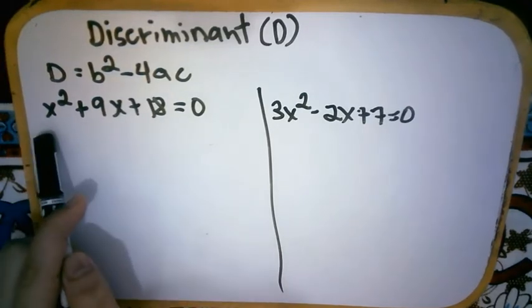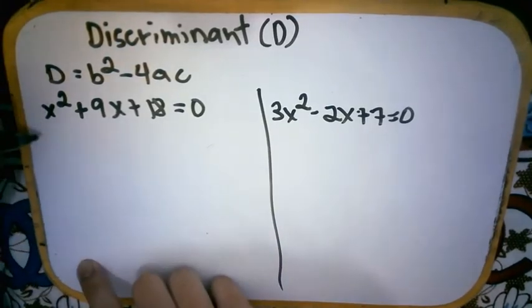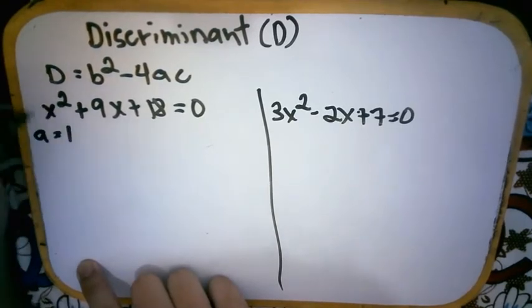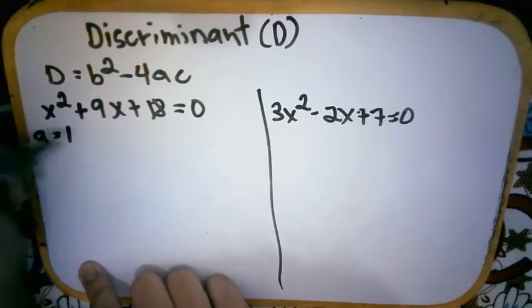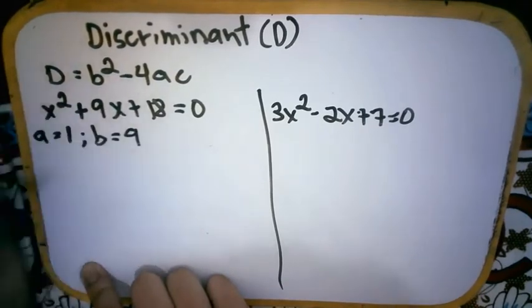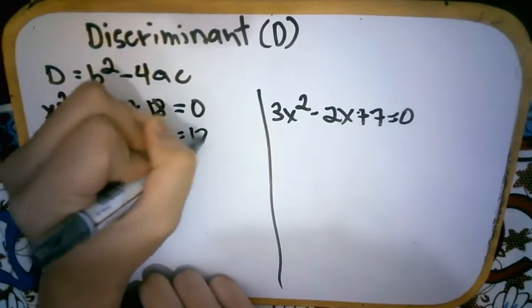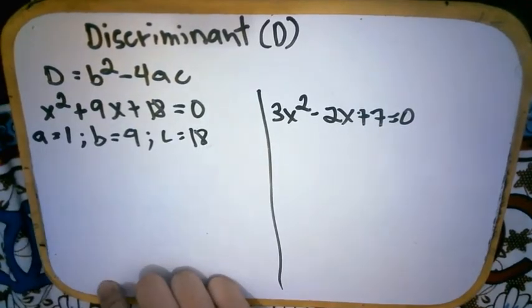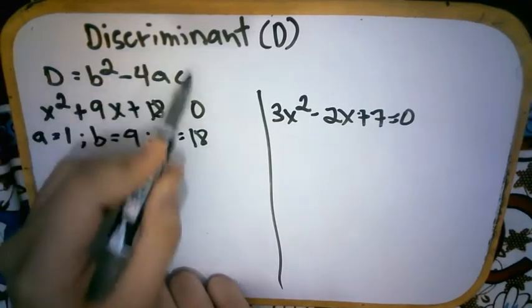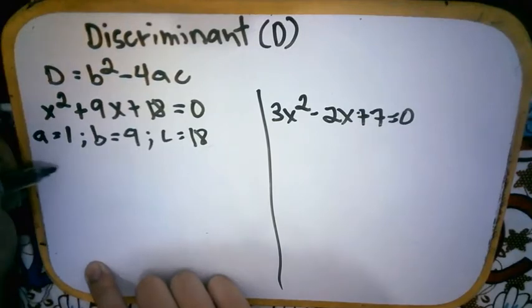So, let's start. Number 1, standard form. Naka-standard form na, so hindi na natin kailangan galawin yan. Number 2 is to identify the value of ABC. The value of A here is 1. Here, in the quadratic term. The value of B is 9. The value of C is 18. And then after that, we're going to substitute the value in the formula. We have here b squared minus 4ac.